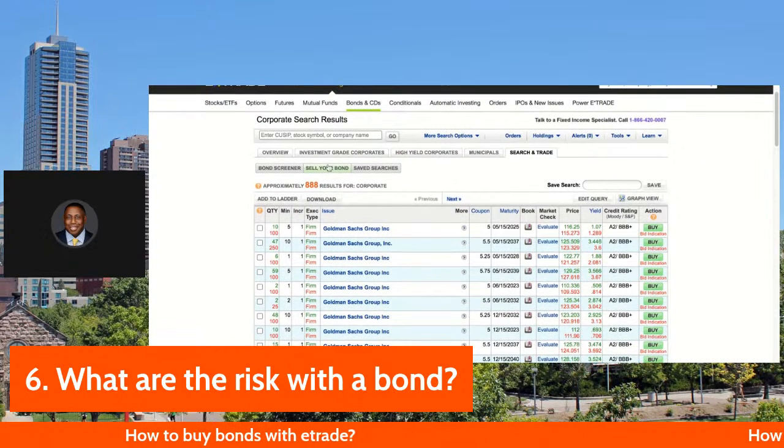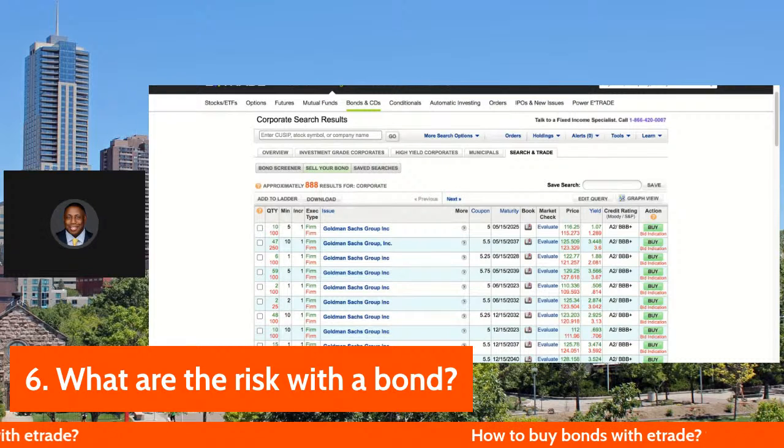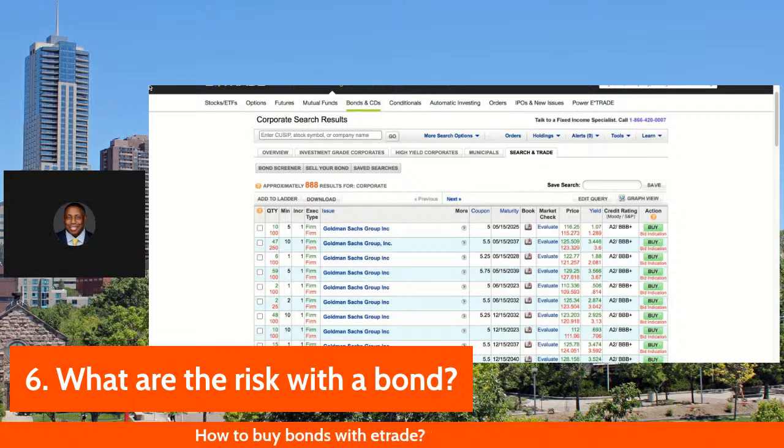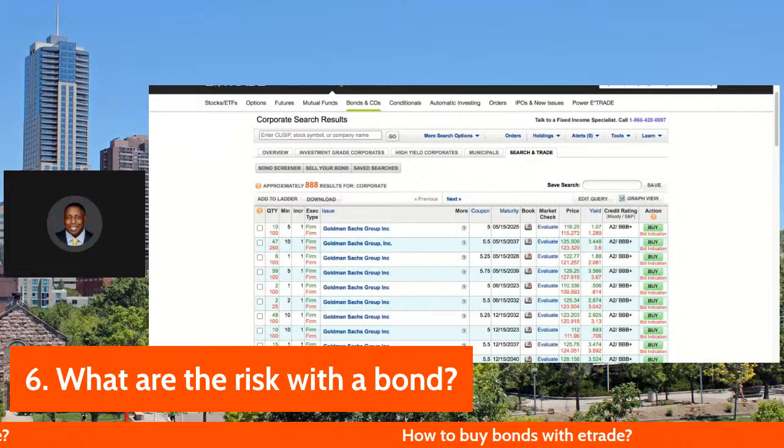So right here, ladies and gentlemen, you're going to say, what are the risks with a bond? The first thing is the person who gives you the bond can turn around and not pay you back. For prime example, let's say Goldman Sachs. What if Goldman Sachs goes bankrupt, right?